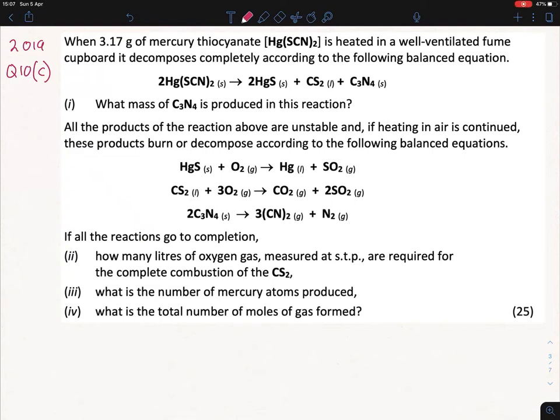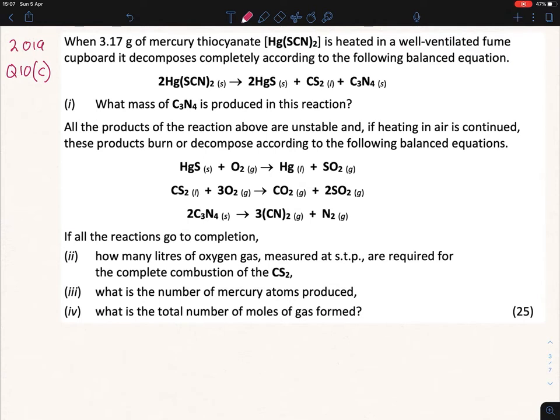Hi everybody, so today we're going to look at some gas equations along with stoichiometry because they go hand in hand. We're going to specifically focus on 2019 question 10c. I recommend that you pay particular attention to this one because this is actually one of the tougher stoichiometry questions I've seen in a long time. So let's have a look.